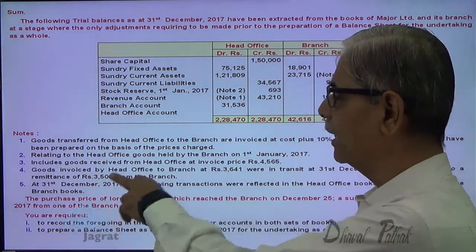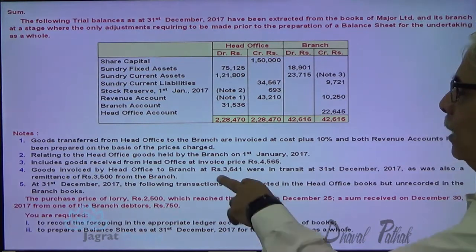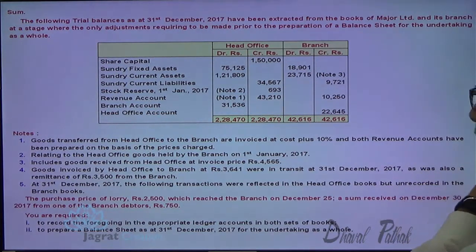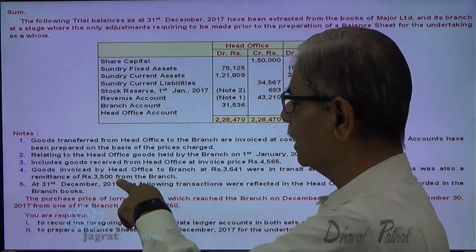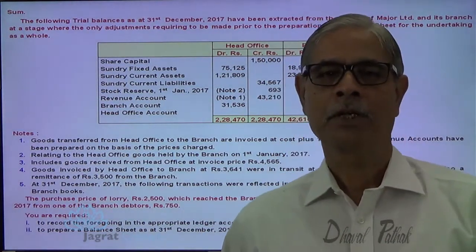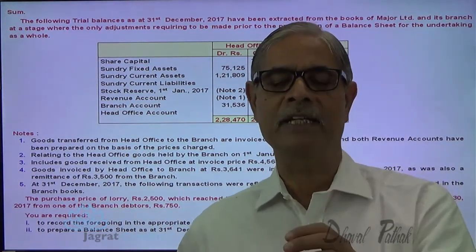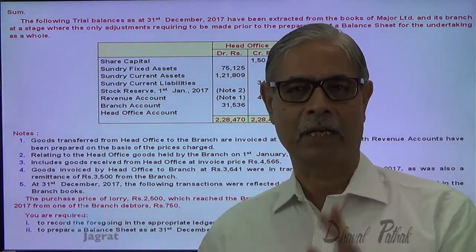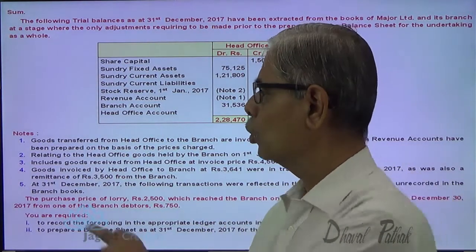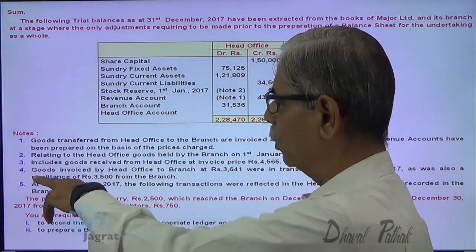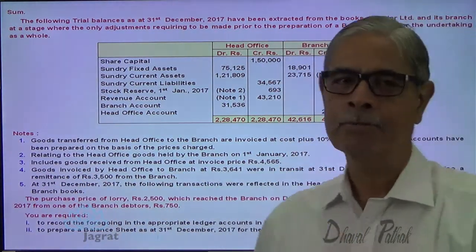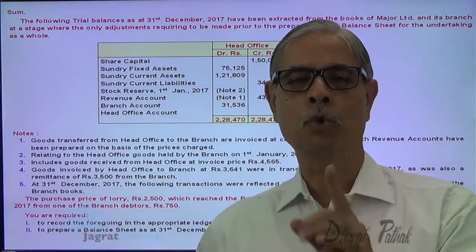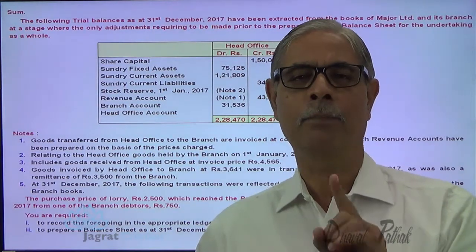Now fourth, goods are invoiced by head office to branch at rupees 3641, which were in transit on 31st of December 2017, as well as a remittance of 3,500 from the branch. Now this fourth adjustment is of goods in transit and cash in transit. The adjustment entry for goods in transit and cash in transit is to be recorded at the receiver's end. So included goods invoiced by head office to branch. So head office sends goods to the branch. So receiving end is branch. So goods in transit adjustment will be recorded in the books of branch.